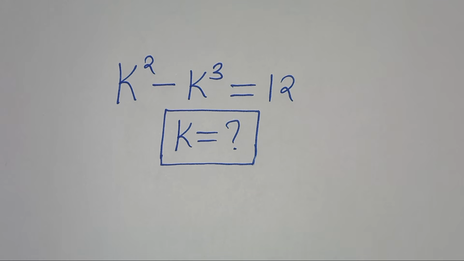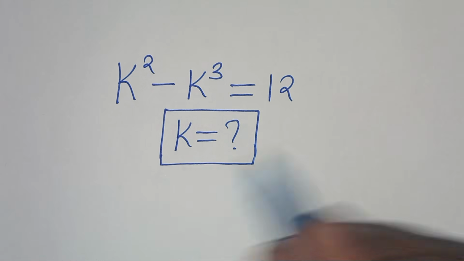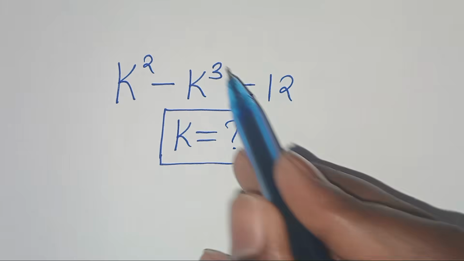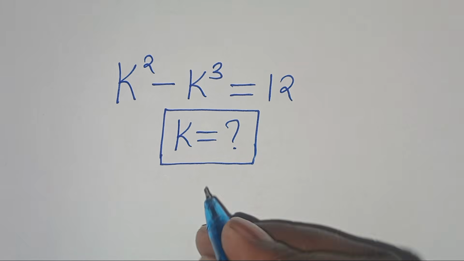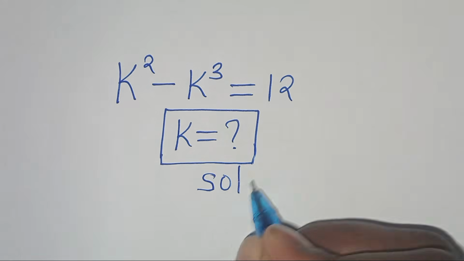You're welcome to solve this nice algebra problem: k squared minus k to the power of 3 is equal to 12. So what are the values of k? Let's provide a solution from here.